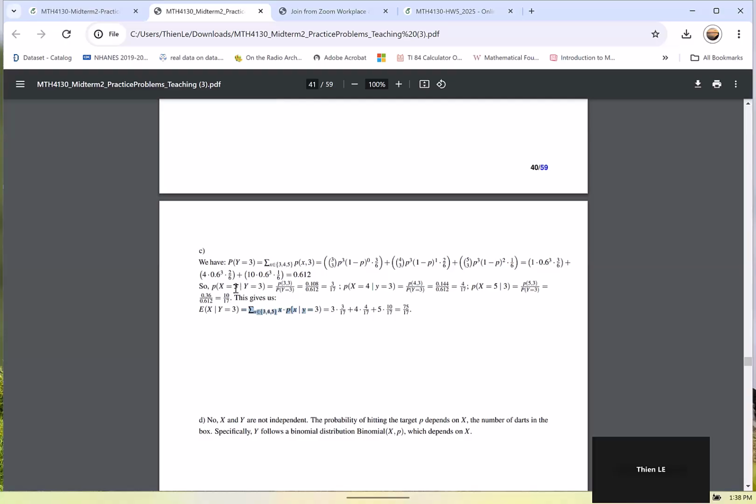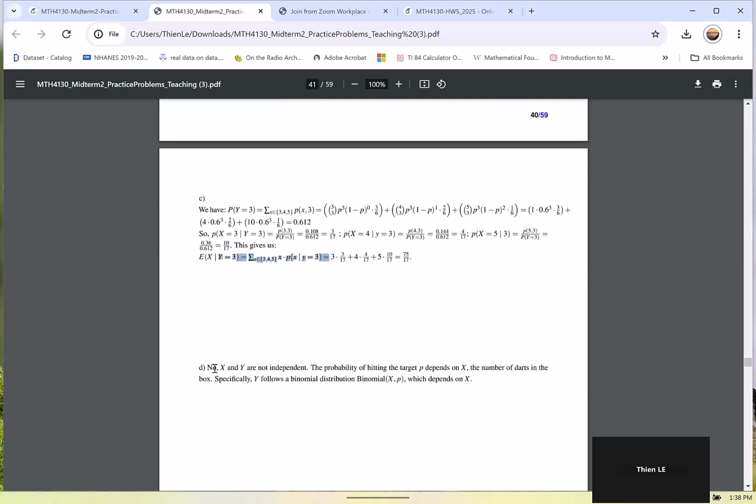In the box he picked, right? In the box he picked, given that Y equals 3, and you can also find the E[X] here. So here, in this case, we are checking whether X and Y are independent or not, right? And of course here it shouldn't be, right?